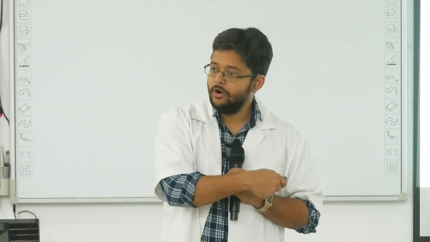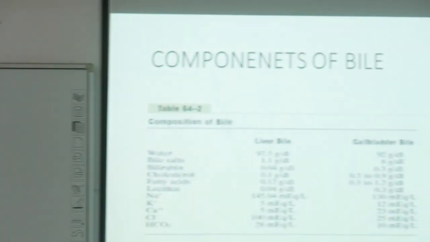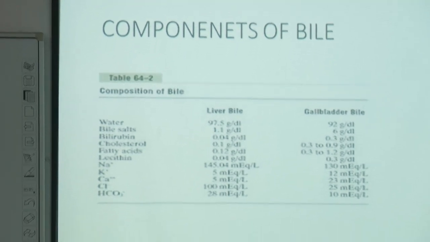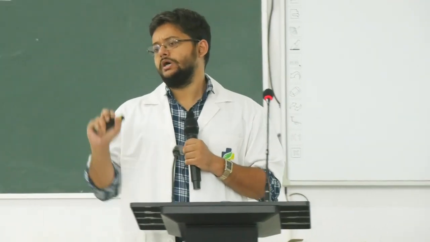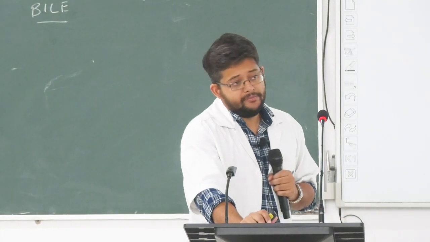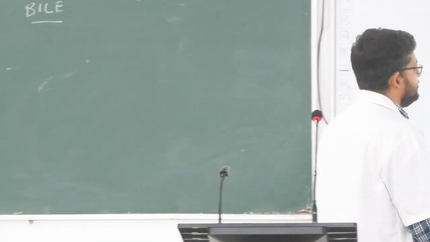Remember, this is a 5-mark question: components of, or comparison between, gallbladder bile and liver bile. This is an important question. It is in any book, and it will not be just this much. This is the take home message. Now coming to the constituents of liver bile. There we are going, the constituents of liver bile.